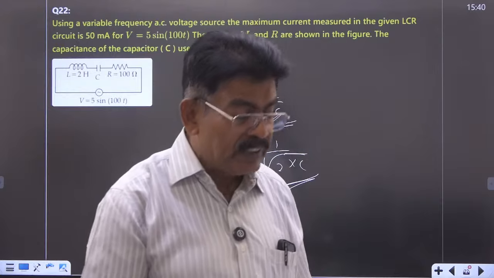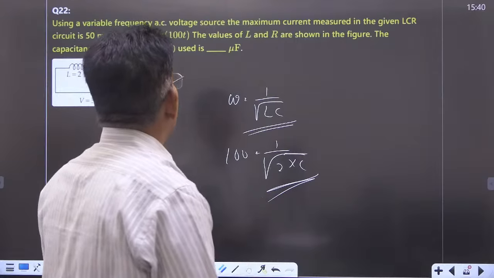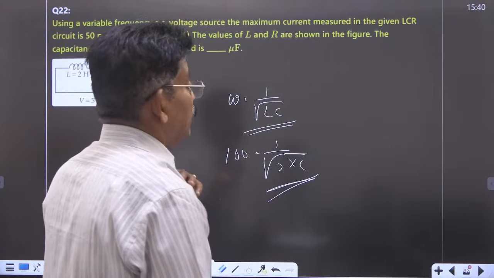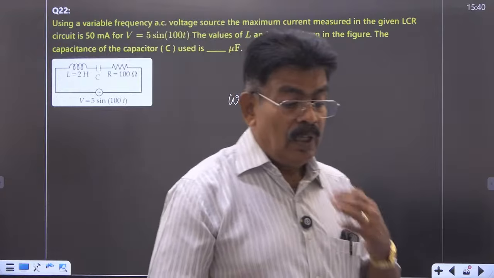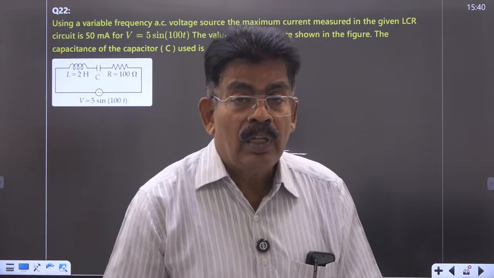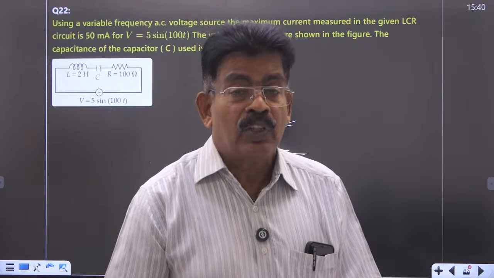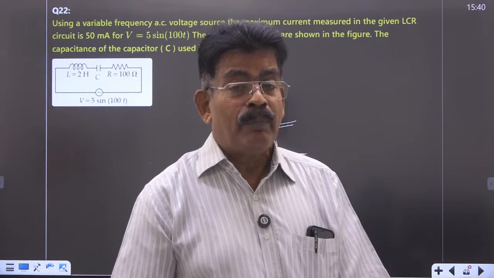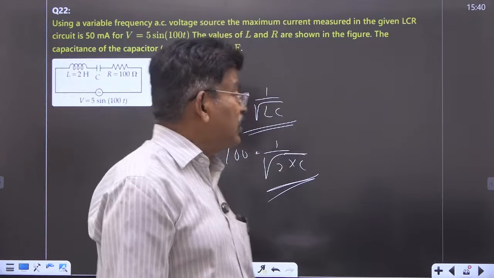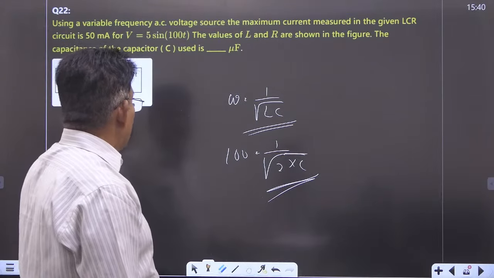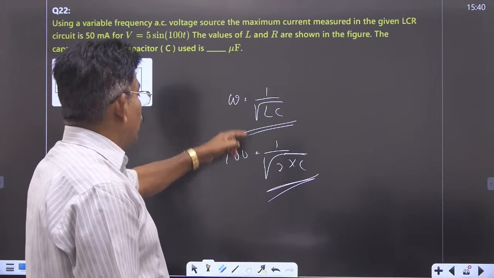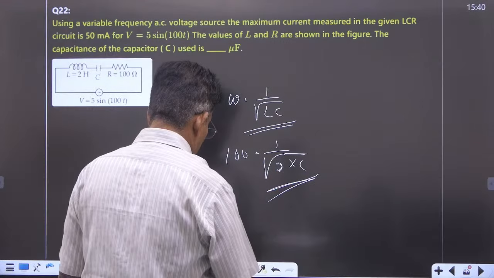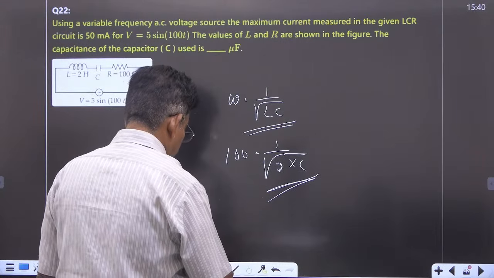The catch point is this: when the voltage source is used, the maximum current is measured. Maximum current is measured when the LCR series circuit goes to resonance. This is a case of resonance. Then angular frequency is given by 1 by root LC. Angular frequency is given to be 100, so 100 is equal to 1 by root LC. L is given to be 2 Henry. So you'll be getting the answer. Okay, going to the next question.